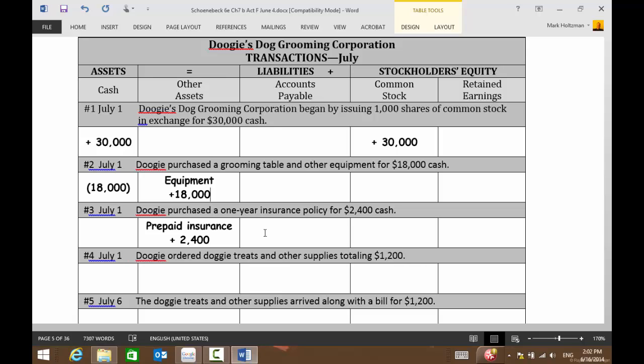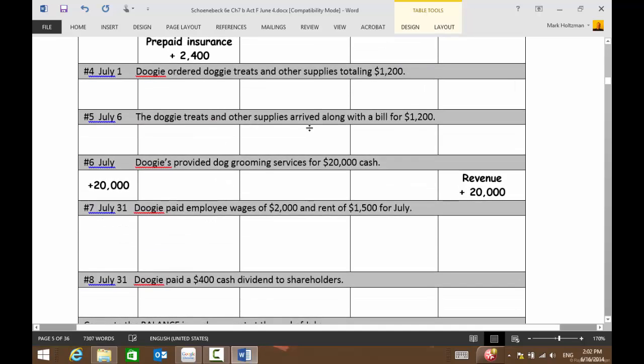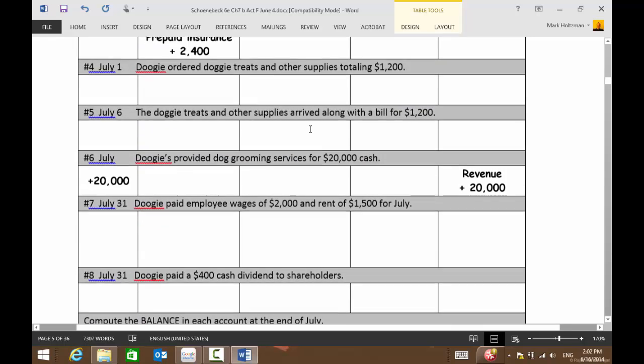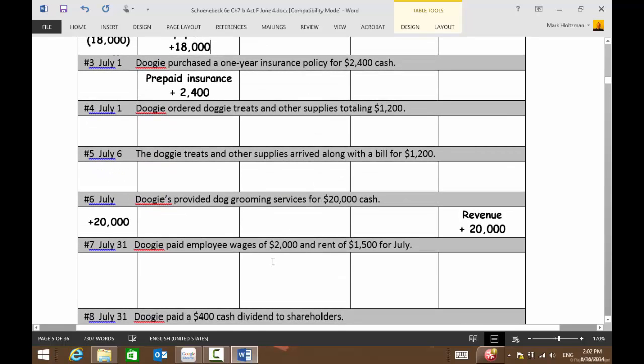First thing to ask yourself is, cash. Is cash increased or decreased, or not affected? So purchase a grooming table and other equipment for $18,000 cash. I'm paying $18,000 cash. And then the next question is to see what other accounts are affected and by how much, and to fill those in one by one. So fill in the chart here, and then we'll go over it, and then we'll take a break.